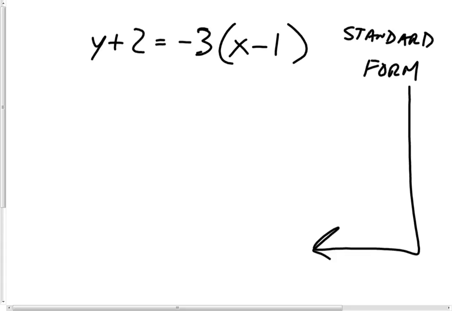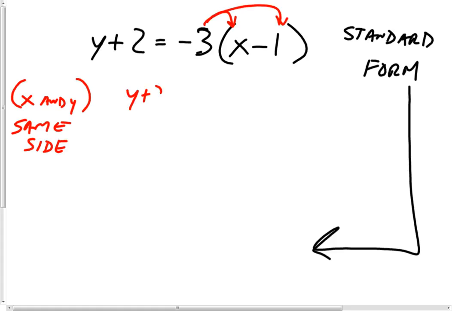Anybody remember from last time what you want for standard form? Say that again. We want, the way I'm going to put it, X and Y, same side. But what property do you have to take care of first? Take care of that first. Y plus 2 equals negative 3x. What is negative 3 times negative 1?